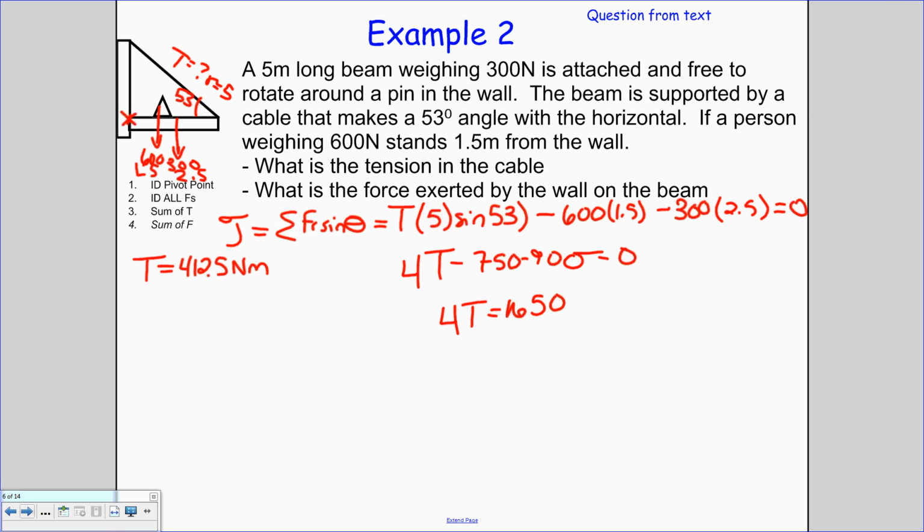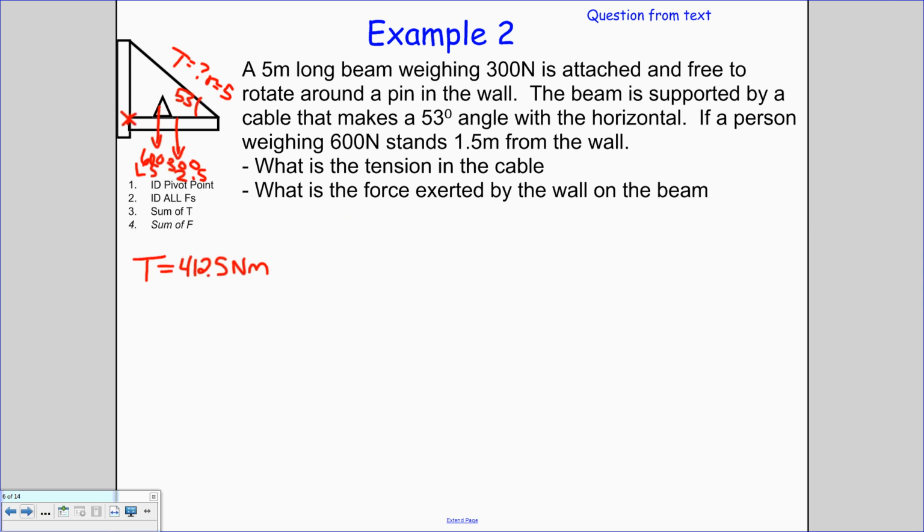Now they want to know what force is being exerted on the wall. Now that kind of makes some sense, right? Because the wall is going to exert a force. It's not going to exert a torque because it's right there at the pivot point, but it does exert a force. If we want to find that force, we need to do step 4, which is sum of the forces.